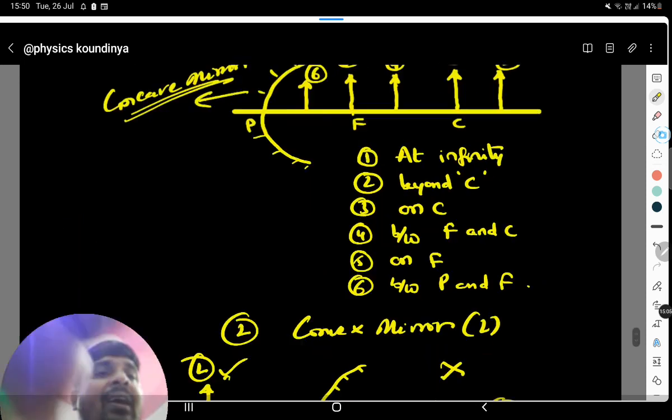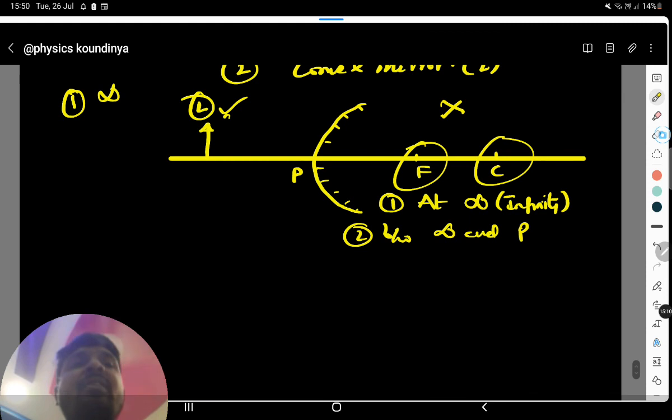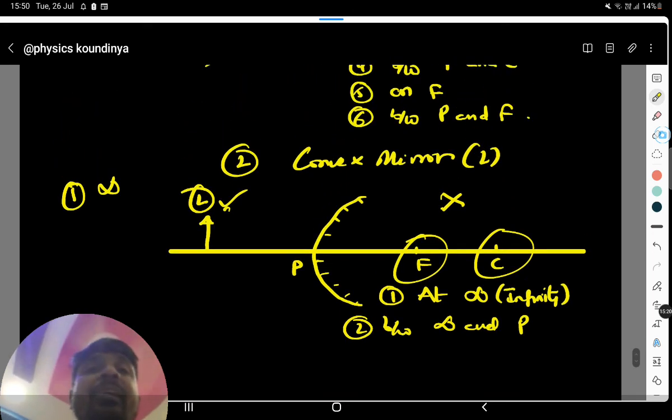So these are the 6 conditions for the concave mirror, as well as 2 conditions for the convex mirror. So by having these, we can understand the position of the object with respect to that, how we are going to have the images, what is the nature of the image, what are the characteristics of the image which are going to be formed.